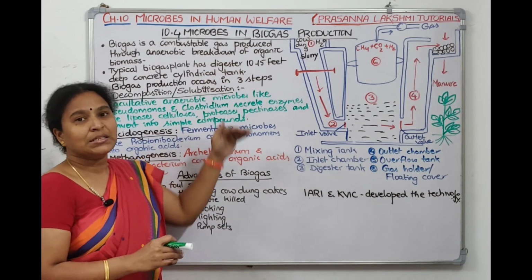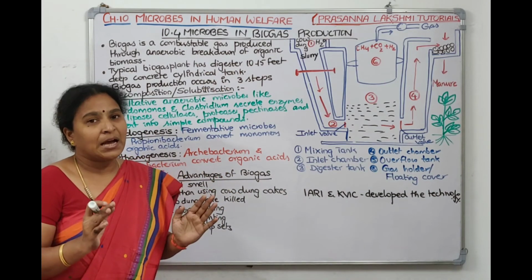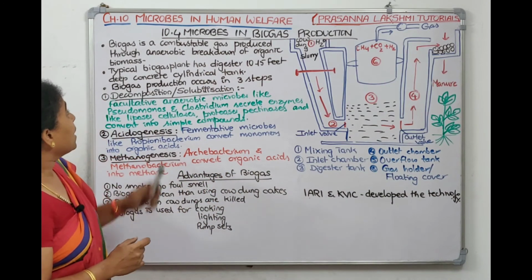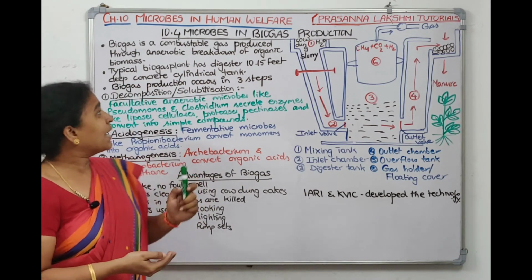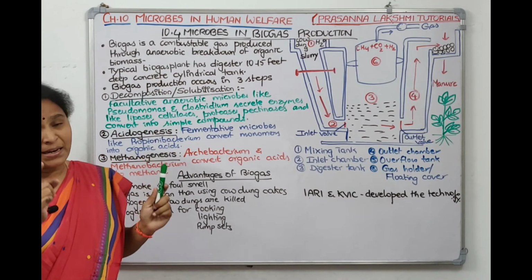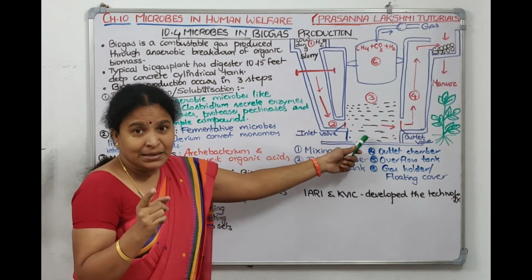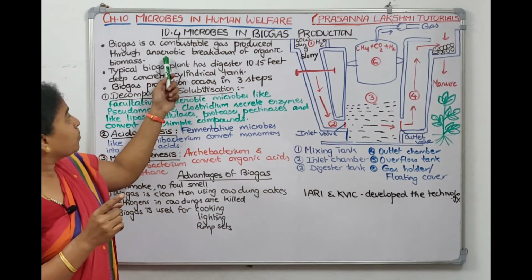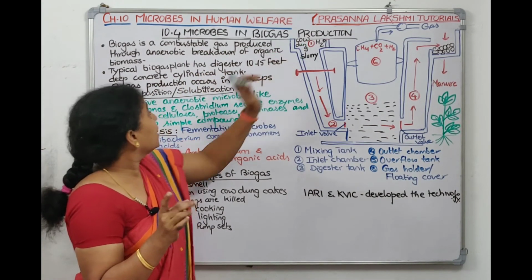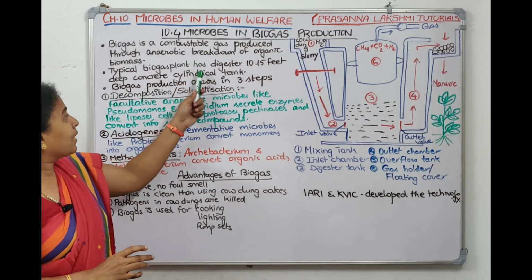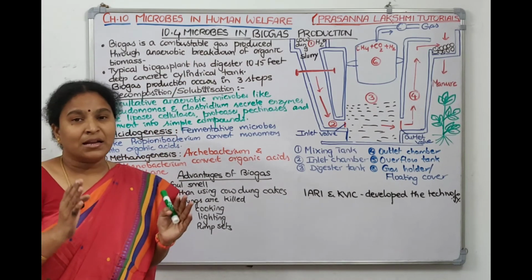Now let us see what the information is and how many steps there are in biogas production. Biogas is a combustible gas, produced by an anaerobic process only. This is an airtight digester, so it is produced by anaerobic breakdown of the organic matter present in the cow dung. This point we have already seen in the typical biogas plant.